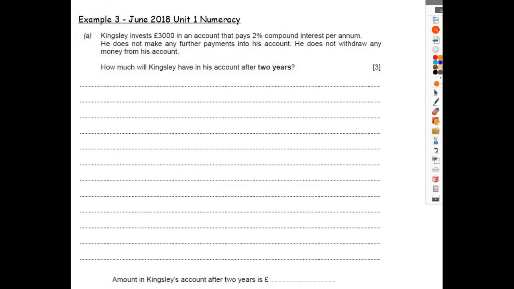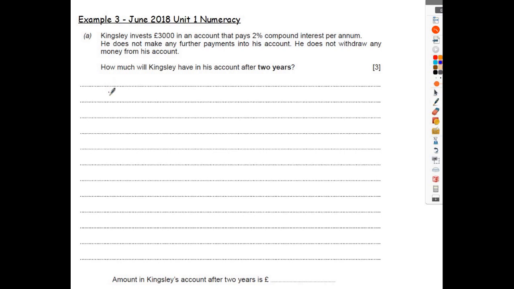Here Kingsley invests £3,000 in an account that pays 2% compound interest per annum, so that means per year. He does not make any further payments into his account. He does not withdraw any money from his account. How much will Kingsley have in his account after 2 years? So notice this is a Unit 2 question. In your GCSE, you would actually use the method that you've learned before. But for this one, I want us to use the multiplier method.